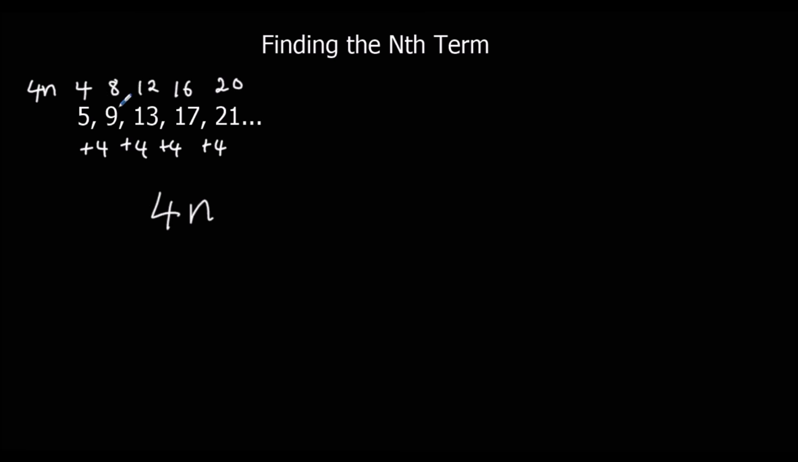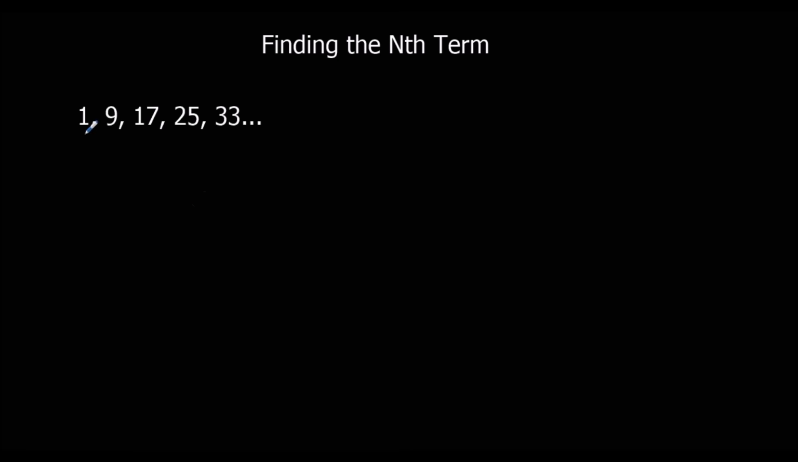What's the difference between these? What have we got to do to the 4 times table to get this sequence? So it's always 1 bigger than the 4 times table. So if we add 1 onto the 4 times table, 4n plus 1, that is our sequence. So the nth term is 4n plus 1.